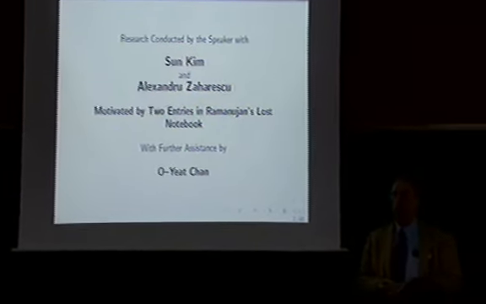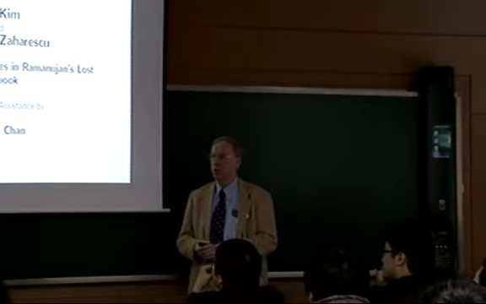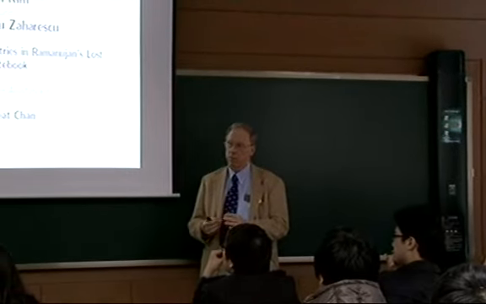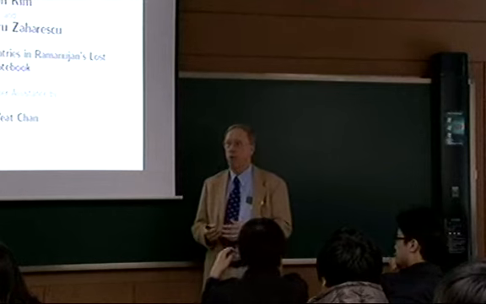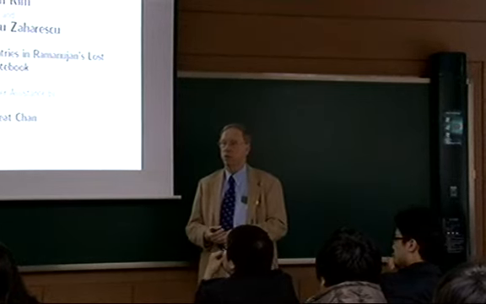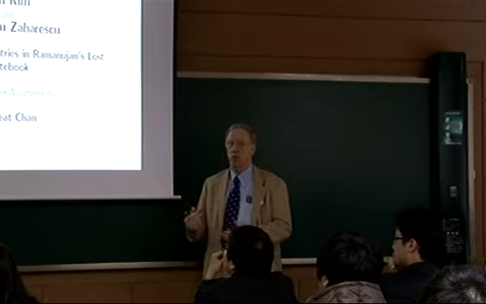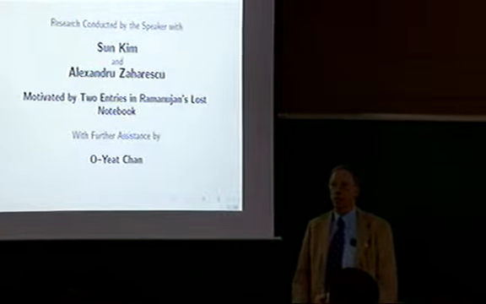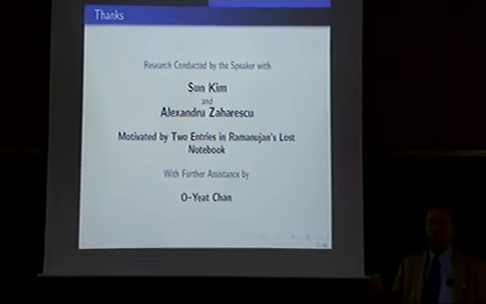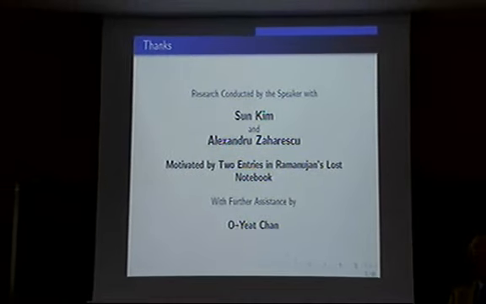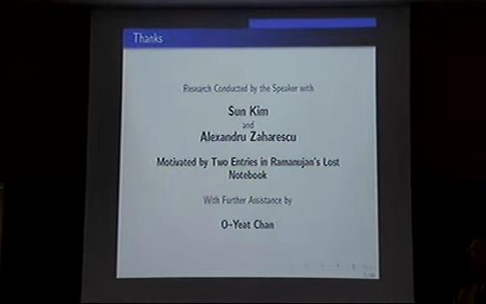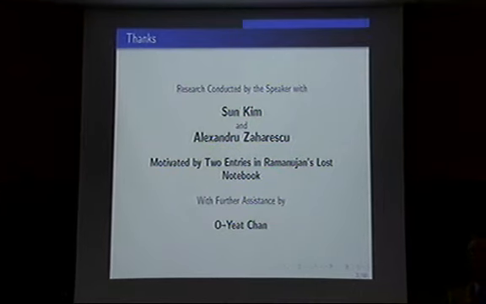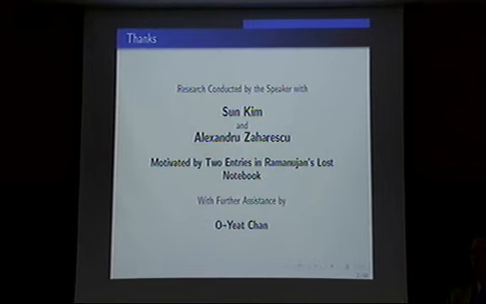But when they published this Lost Notebook of 138 pages, they also had found over the years some fragments and partial manuscripts of Ramanujan, which they also published with the Lost Notebook. So these 2 entries are actually from just a 1-page fragment that was published with the Lost Notebook. Oyet Chan was also my student. He did the numerical calculations, which I will show you at the end of the lecture.